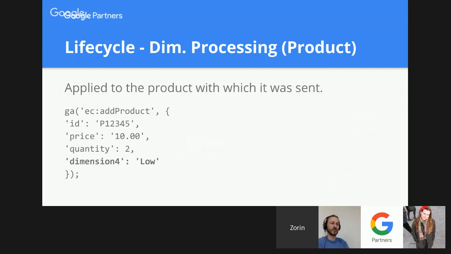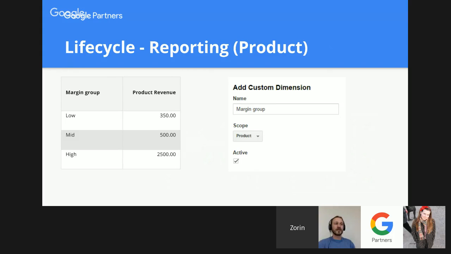In this case, we just send one dimension which is on index 4, and the value of that dimension for this product with ID P12345 is the value low. So we are giving a custom dimension to each of the products, for margin group, where we have only 3 available values: low, mid, and high. To better describe it, we are describing a product as having low margin, mid margin, or high margin. This is extremely important if we drive AdWords campaigns and want to push more budget to high margin products.